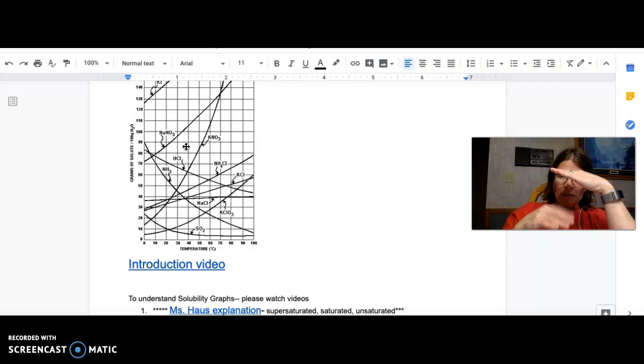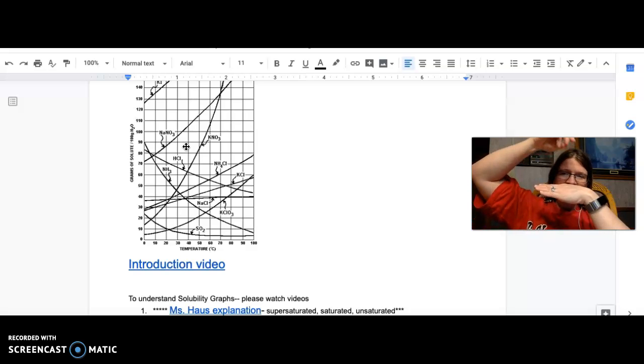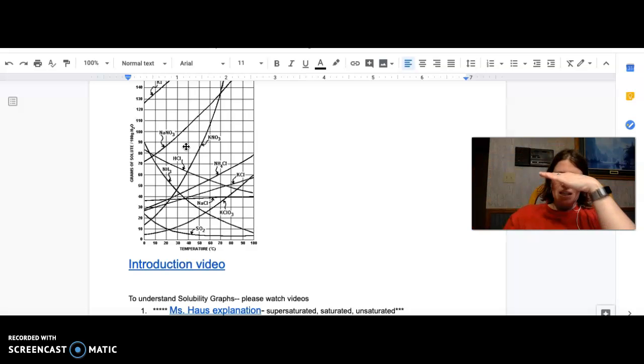Okay, so this one would be like tea or Kool-Aid with not enough sugar in it. This is like the perfect amount of sugar. And this is when you put so much sugar in that it just settles on the bottom. Okay, it's actually like syrup where it's actually dissolved, but it's really sugary. Okay, supersaturated, saturated, and unsaturated.